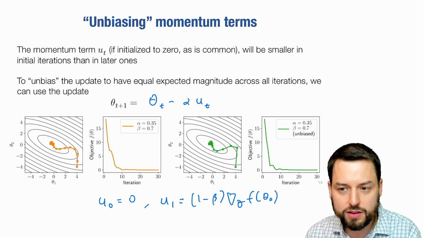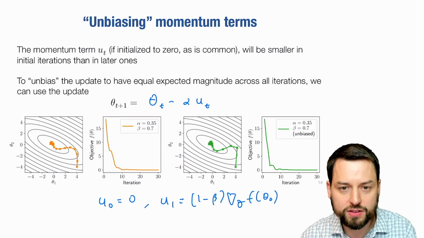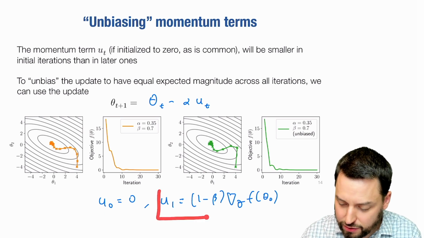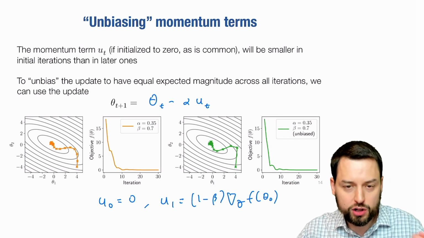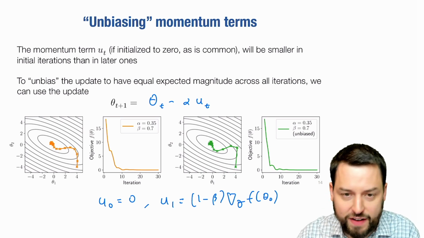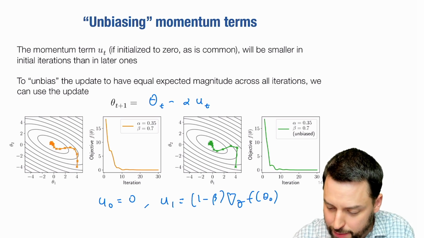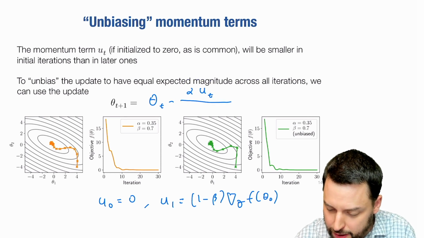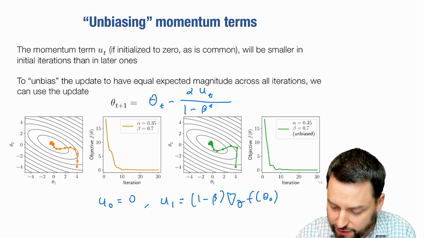What we do is divide this momentum term by a scaling factor that corresponds to how far along we are in our optimization. Because this biasing you see here will decrease the longer we go, right? The more past history we have, the closer and closer our momentum gets to the same scale as our gradient. The correct factor, and you can check this is the right factor, is to divide this term by 1 minus beta to the t plus 1.